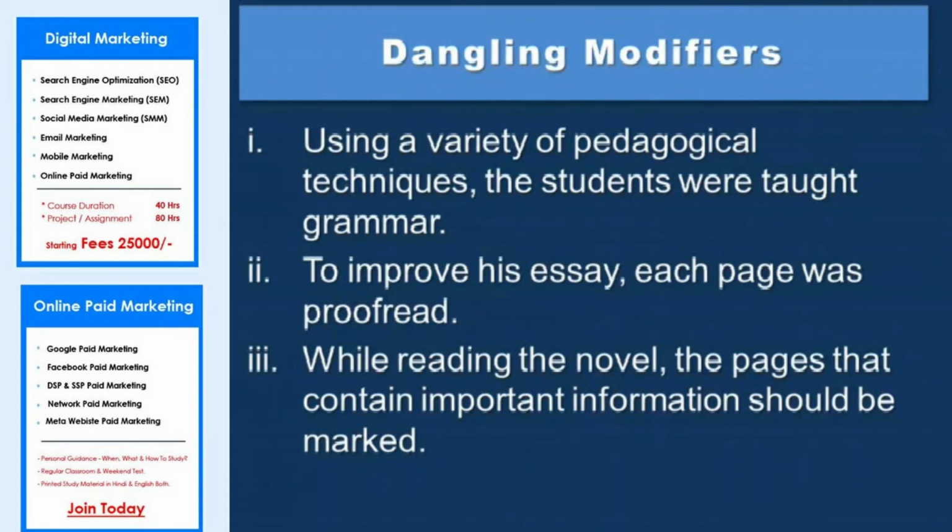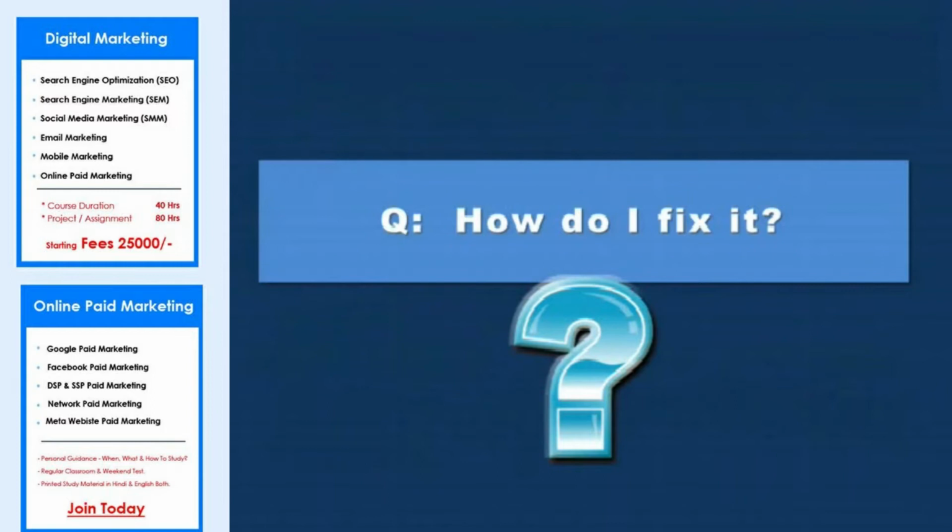Third one, while reading the novel, the pages that contain important information should be marked. While reading the novel, who's reading the novel? The pages? No, you'll have to insert some name, some person's name, some individual's name so as to correct the sentence. So, how should you correct these sentences having dangling modifier errors?